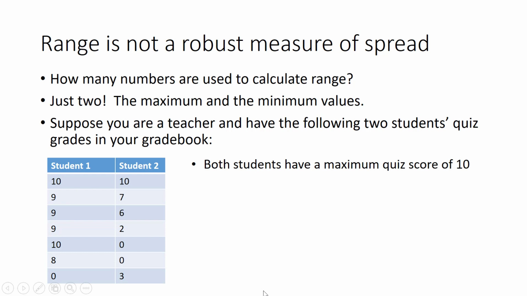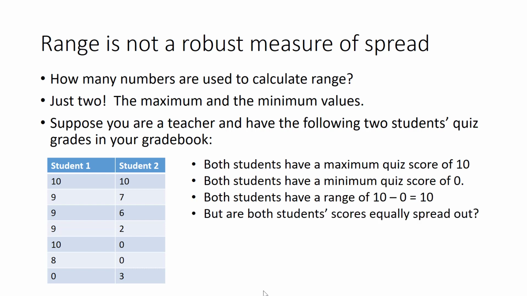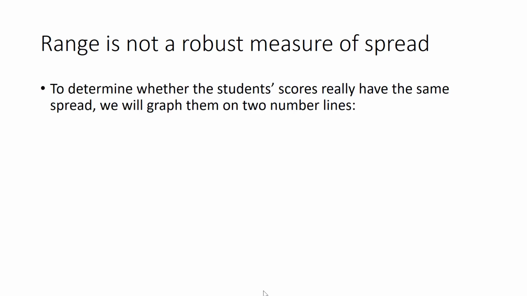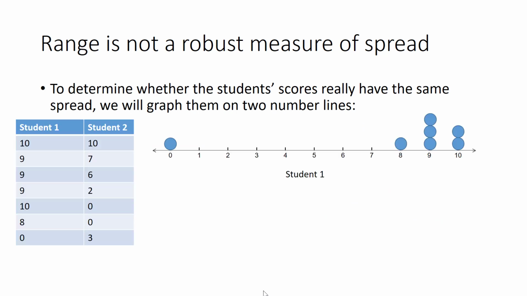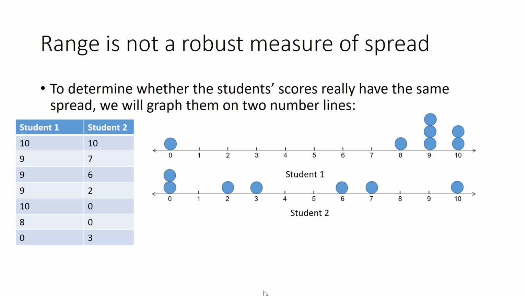So as you can see from these scores, both students have a maximum of 10, both have a minimum of 0, and so they both have the same range. But are both students' scores equally spread out? To answer this question, let's look at the two students' scores on number lines.